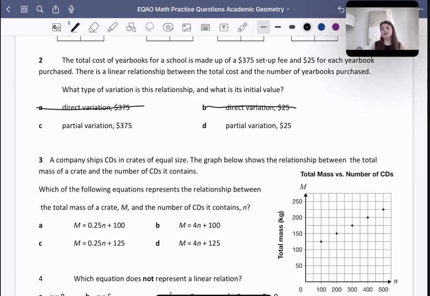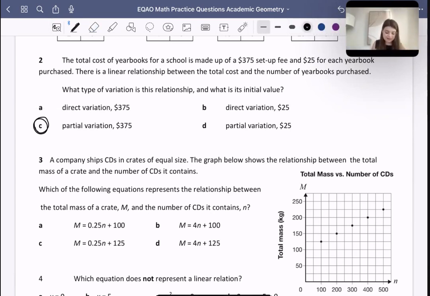So how much does it cost initially if we are to purchase no books? Well, it's going to cost us $375, right? 25 is how much per book. The initial cost that we need to pay is $375. So the answer therefore would be C.